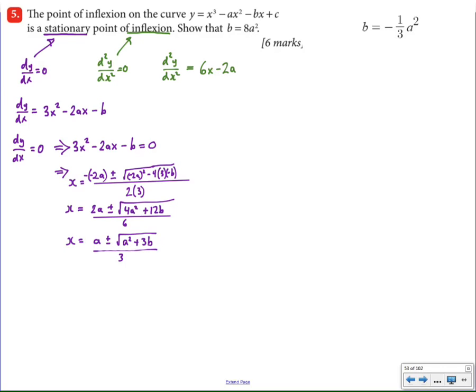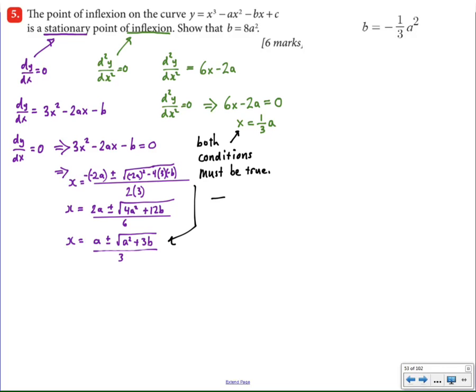Then I take the second derivative. I need that to be equal to 0 as well. So when the second derivative equals 0, much easier to solve. x has to be 1/3 of a. So what we're learning here is that both of these conditions must be true in order for the statement in the beginning to be true.